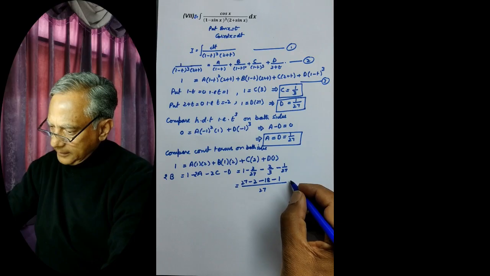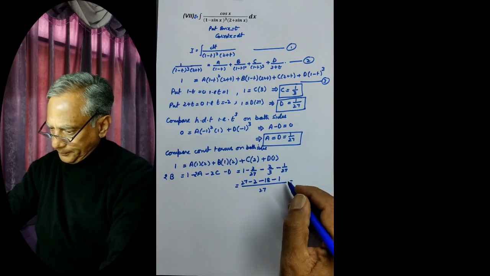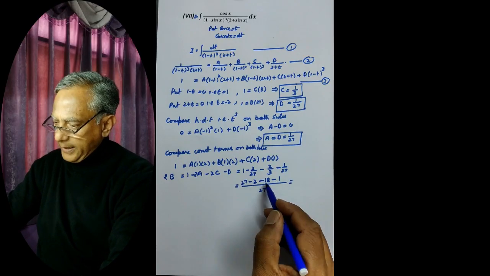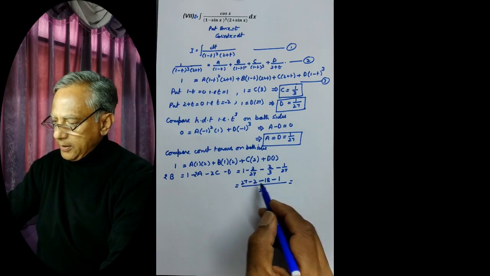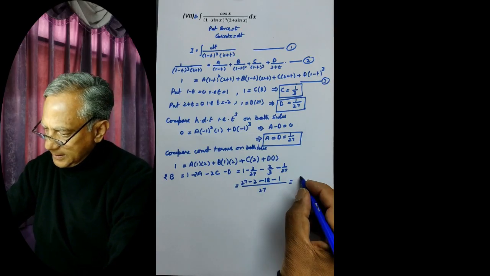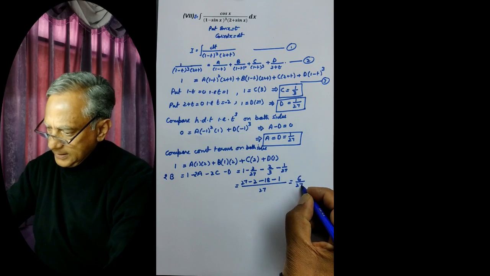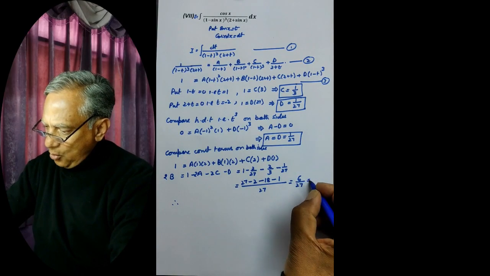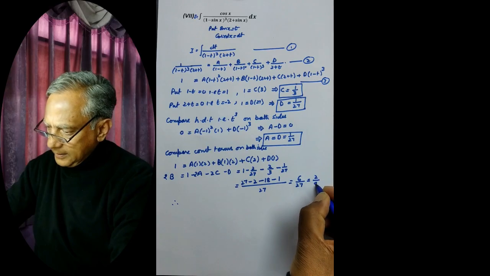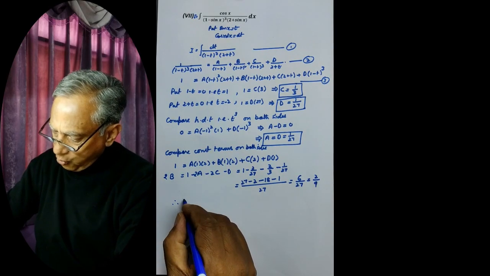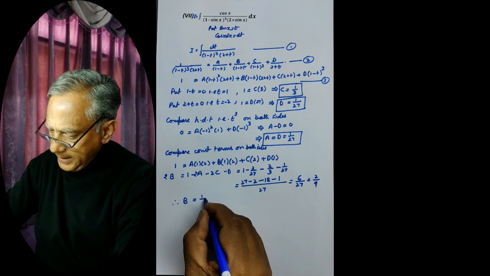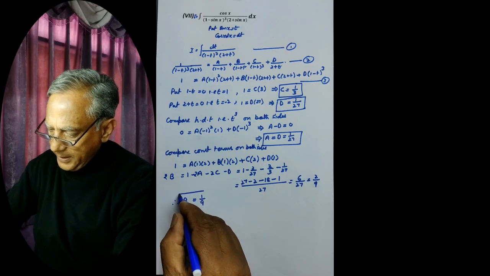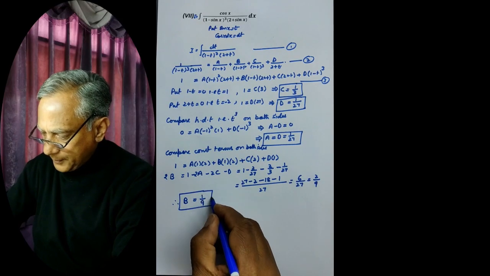And this is equal to 21. This is 20, 21. 27 minus 21 is 6. 6 by 27. Therefore, this is equal to 2 by 9. And therefore, b is equal to 1 by 9. B is 1 by 9.